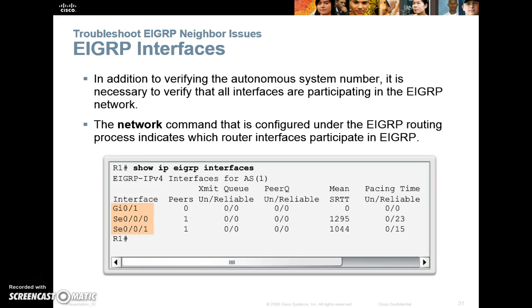Also make sure that all the interfaces are participating in the EIGRP network. So for the network command that you run, make sure that you have included all the interfaces in the network commands. You can check by doing a show ip eigrp interface. These are all the interfaces that are participating in EIGRP. That means you are advertising the networks connected to these three interfaces and sending out the advertisement to the neighbors.